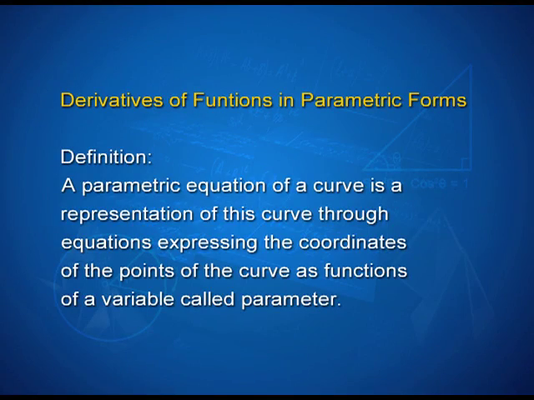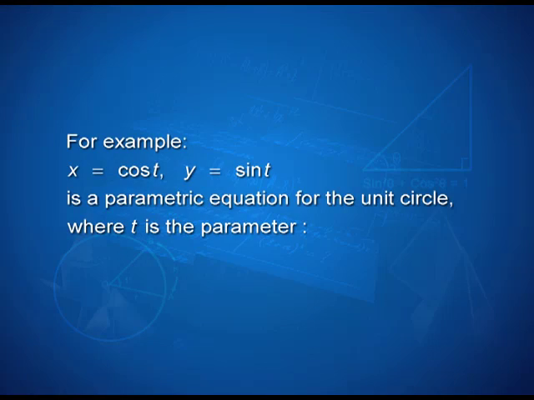Functions which are in the parametric form. The functions which are in parametric form represent the equation of a curve by a pair of equations, where these pair of equations represent the coordinates of the point on the curve in terms of a certain parameter. In this case, for example, if I have x as cos t, y is equal to sin t. This represents nothing but the parametric equation of a circle with radius 1. You don't believe that? Well, it is so.